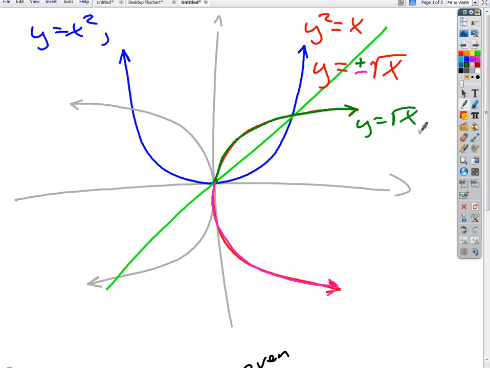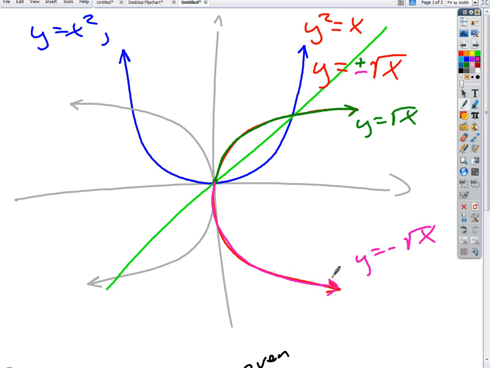Just the green one by itself does pass the vertical line test, doesn't it? Right? What about the pink one? By itself, if I take the graph y equals minus the square root of x, it is also a function. So what this did is it carved it up into two separate functions, each one of which works by itself.